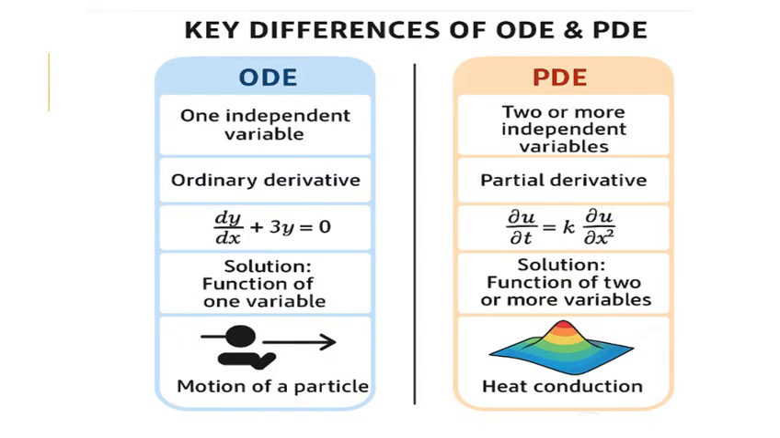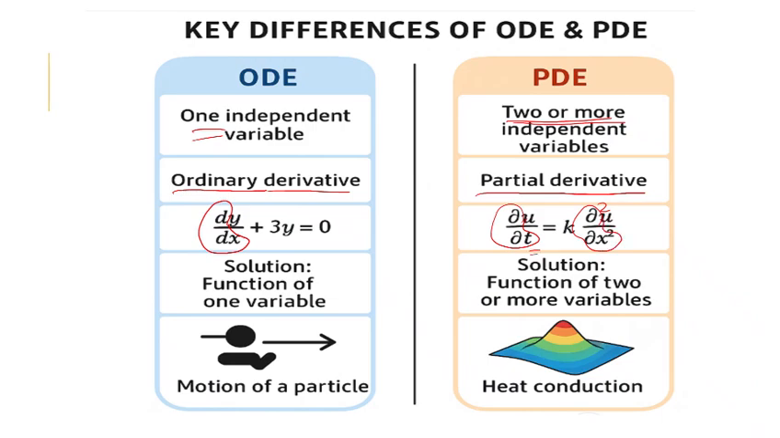So here we see the key differences of ODE and PDE. As I said already, ODE involves a single independent variable, but PDE involves two or more independent variables. And here the derivatives are known as ordinary derivatives. Here the derivatives are called partial derivatives. And this is one example for an ordinary differential equation, that is dy by dx plus 3y is equal to 0. Here we see how to denote the derivative, and this is an example for a partial differential equation, that is dou u by dou t is equal to k into dou square u by dou x square. So this is how we are representing a partial derivative. This is with respect to x and this is with respect to t.